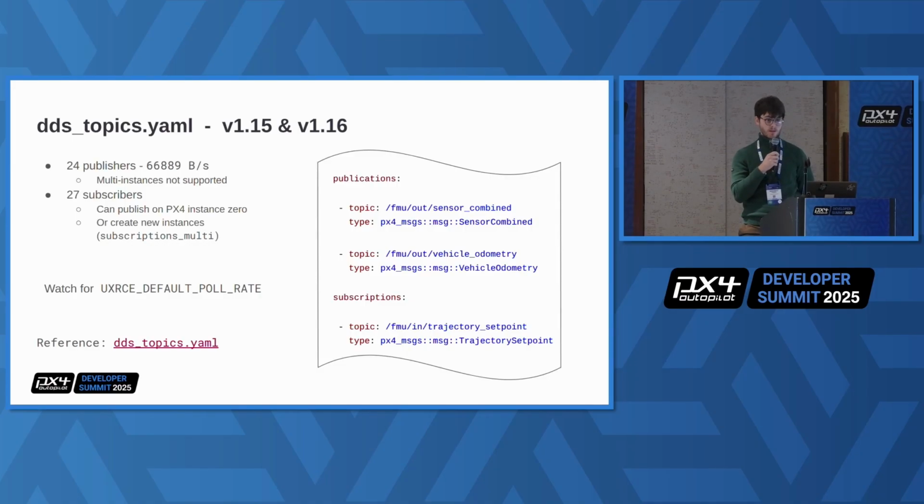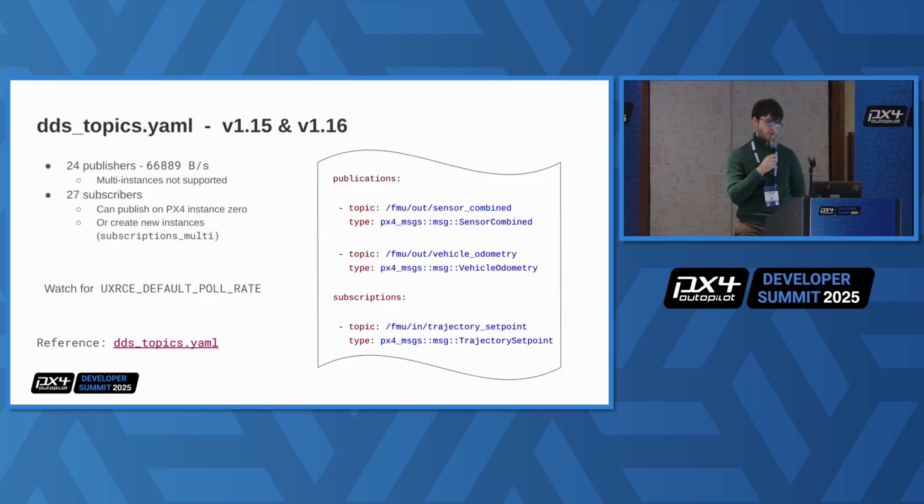It also implements 27 DDS topic subscribers. Normally, they all publish on instance 0, but if you want, you can have them publishing in a new instance with the subscription multi feature. In 1.16, the maximum frequency you can publish towards ROS2 is 100 Hz, blocked by the XRCE default poll rate. If you want to go above that, you have to change that parameter, recompile, and flash.